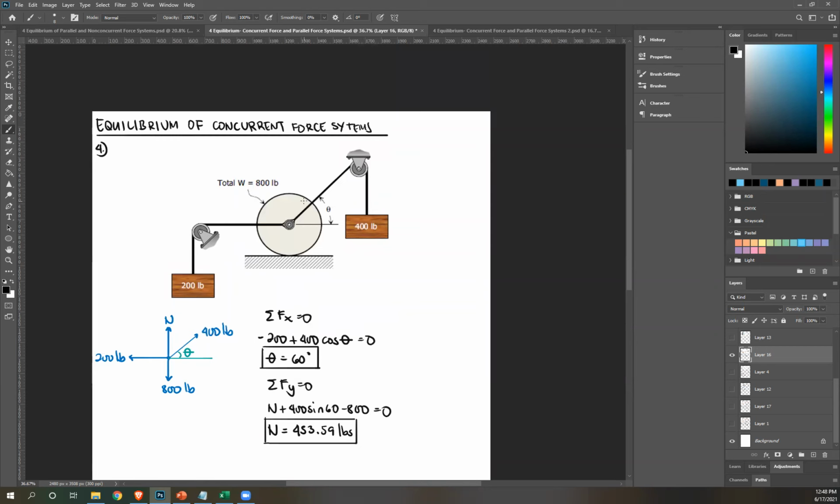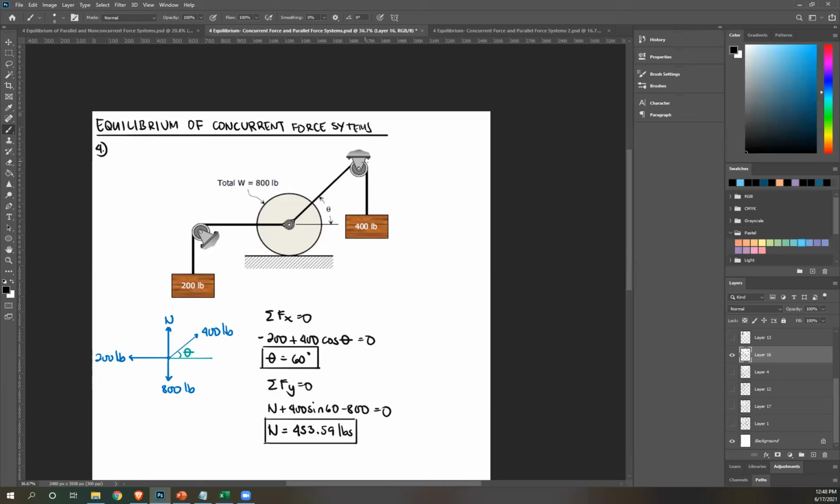So if you draw a free body diagram, with your cylinder as the object, that's your point, okay? This line carries 200 pounds. And it's a rope, a cord, so it's always tensile. It's always away from your object. So 200 pounds away. Same thing here.